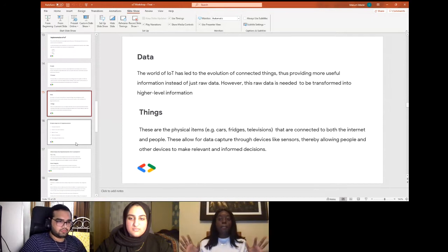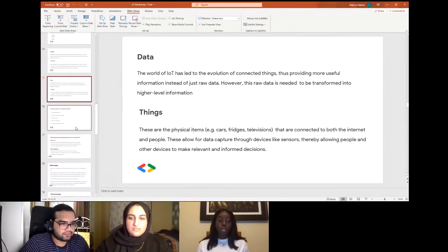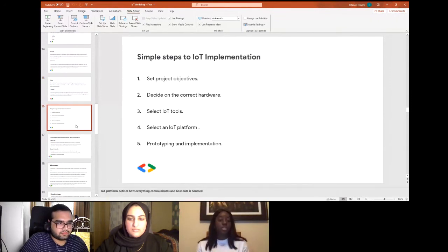So finally, things. Things are the physical objects or items that we're going to be using when we're talking about IoT. These things can be our fridges, our computers, our tablets, our phones, anything. And they're all connected to information, the internet, and also to people. These things also allow us to capture data through devices like sensors, and this allows people to make relevant and informed decisions, because these things allow us to connect to the internet and thus look for information and also share information.